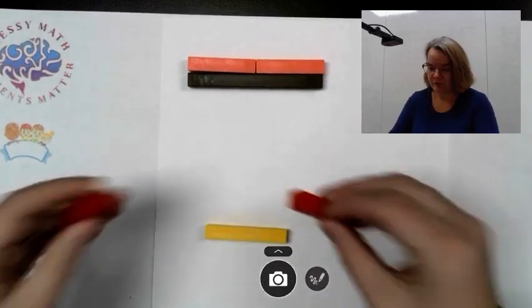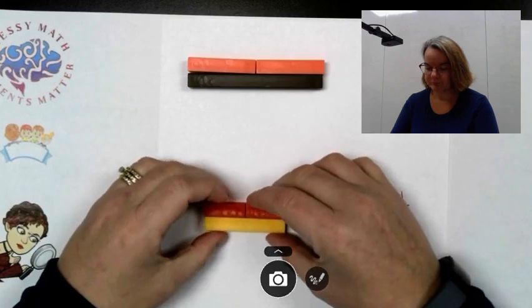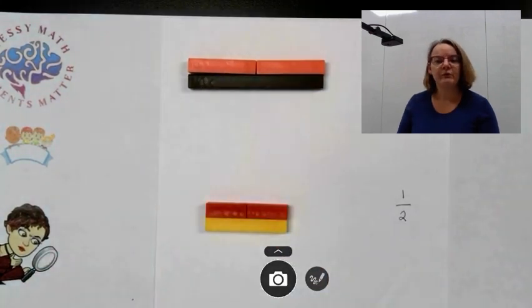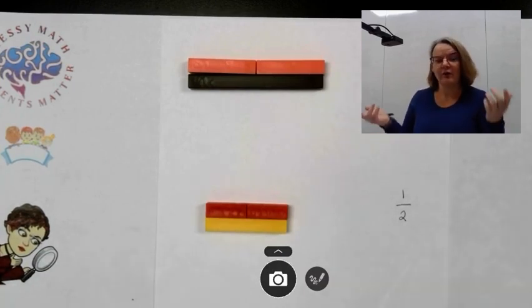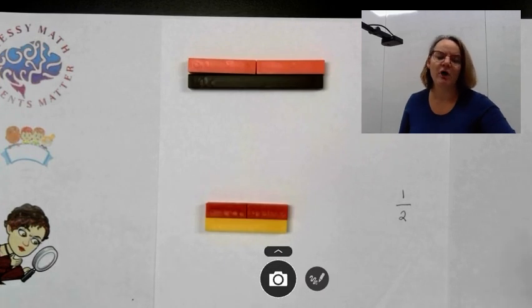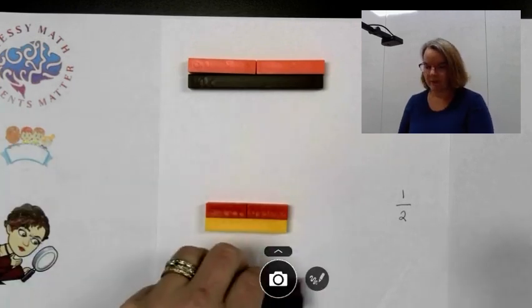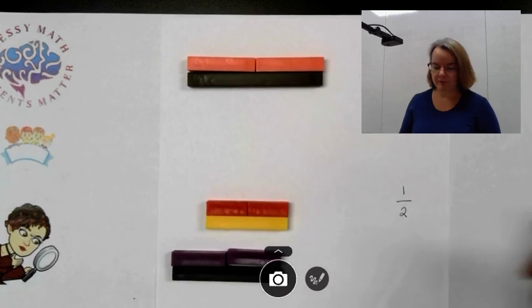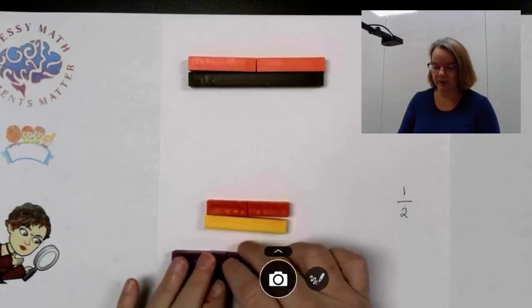And it doesn't matter which one they start with. So they might figure out 2 reds is equivalent in length to the yellow rod. So if I'm watching and they aren't moving on, I'll just say, okay, can you find another rod that works? Most students will automatically look for another rod. So then they'll find the purple rods are equivalent to the black rod.